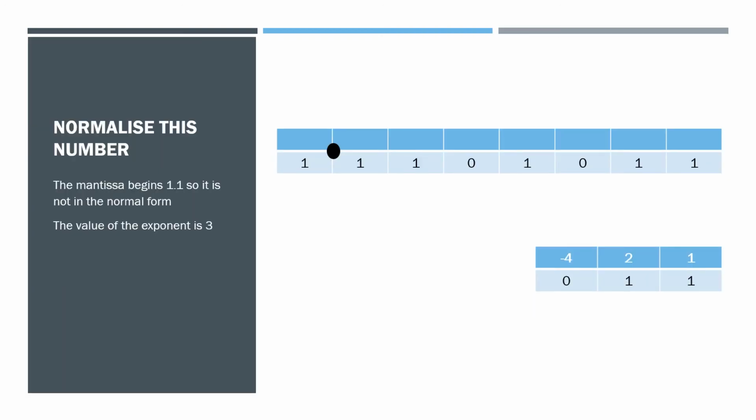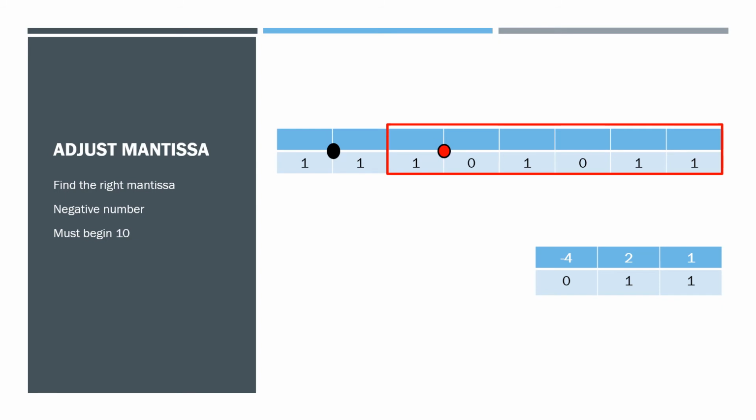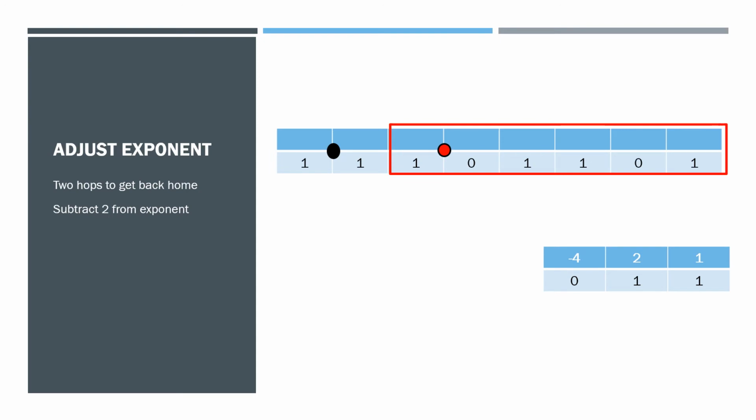So let's look at another example. This time we've got a negative mantissa. The mantissa begins with a line of ones, so it's not in the normal form, and the value of the exponent is 3. So we've got to find the right mantissa. The mantissa is a negative number, so we're looking for the pattern 1, 0. And there it is, obviously. So there's our mantissa.